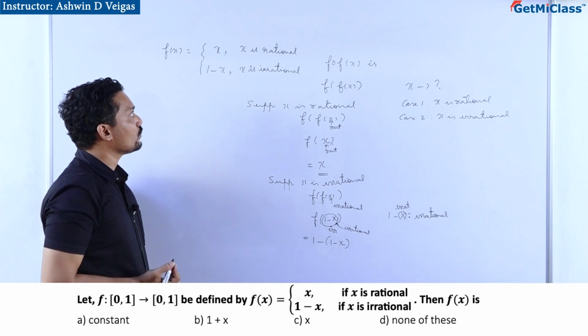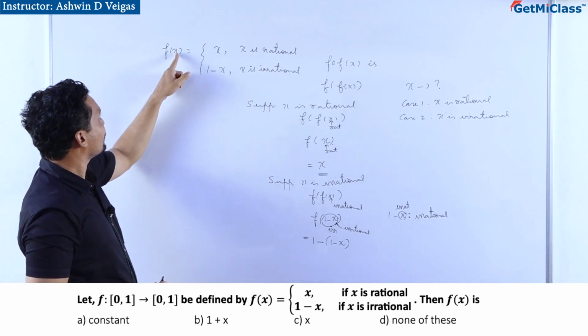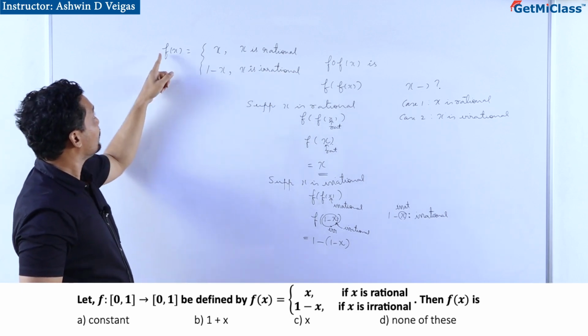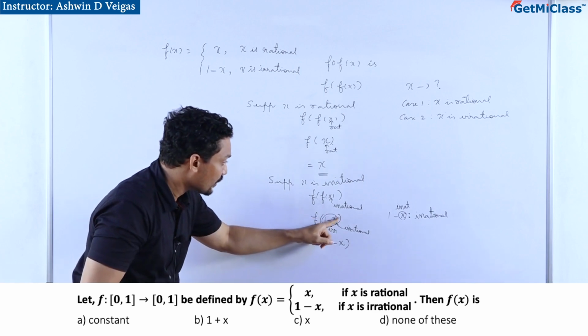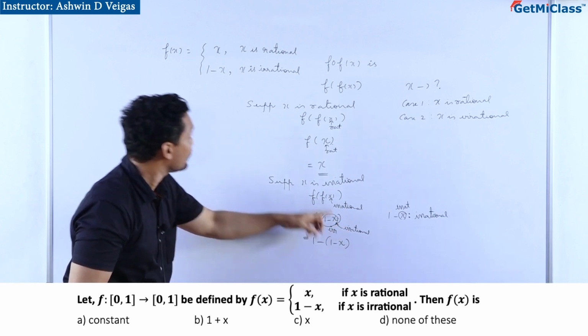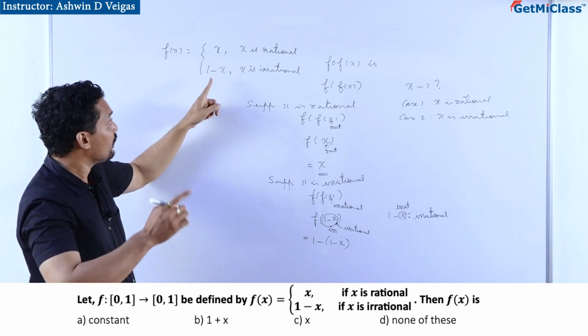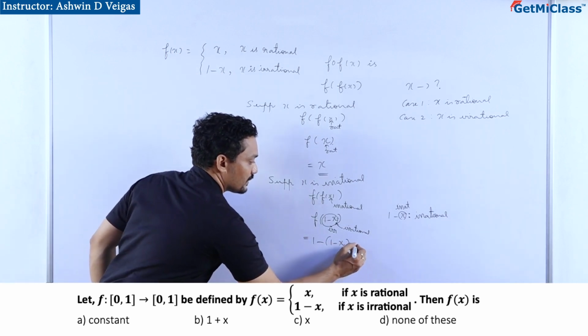Now you have to note this carefully. If it is rational, f of x will be the same thing. If it is irrational, f of x will be 1 minus that thing. So, since 1 minus x is irrational, f of that something will be 1 minus that thing. So, it will be 1 minus x.